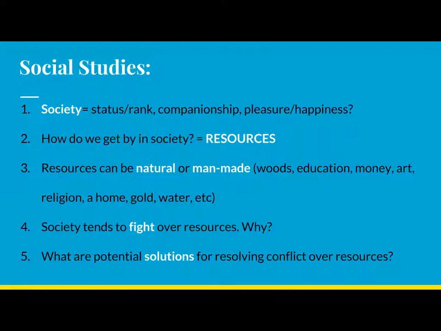So just to recap, what are social studies? We looked at that social studies are society and looking at our power in society, or our status, our rank, our companionship, whether we have people in our lives that we share with and get along with. And it's not just companionship on an individual level, but also could be in a nation. How do we get along as a nation with other countries?